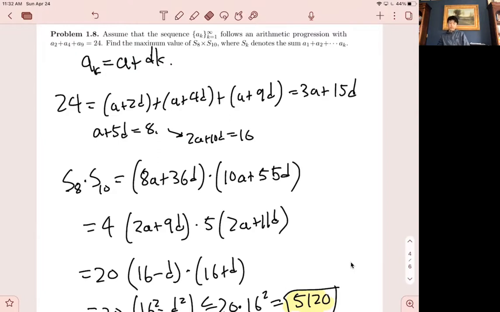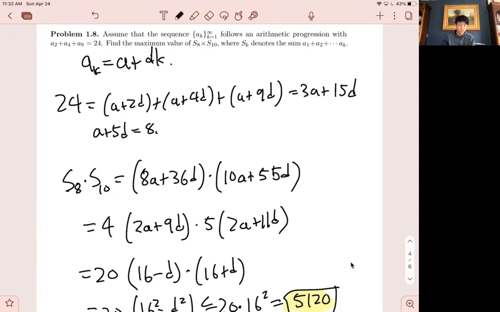So firstly, we write a sub k as a plus dk, where d is going to be our common difference. And so then 24 is equal to a sub 2, a plus 2d, plus a sub 4, a plus 4d, plus a sub 9, a plus 9d, which equals 3a plus 15d. And to simplify things a little bit, divide by 3, so a plus 5d is equal to 8.